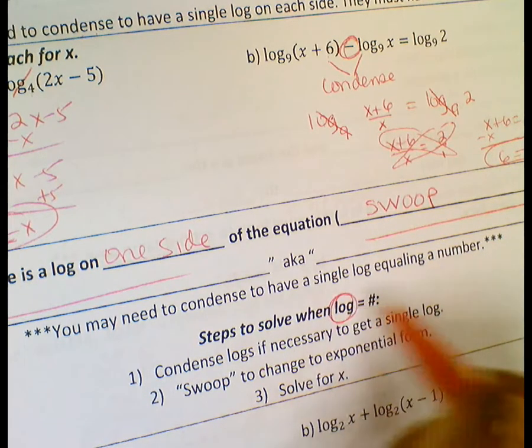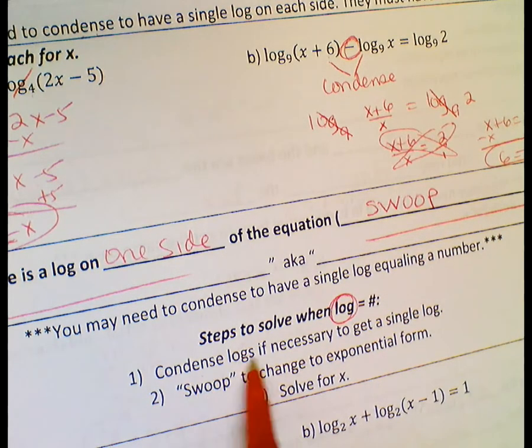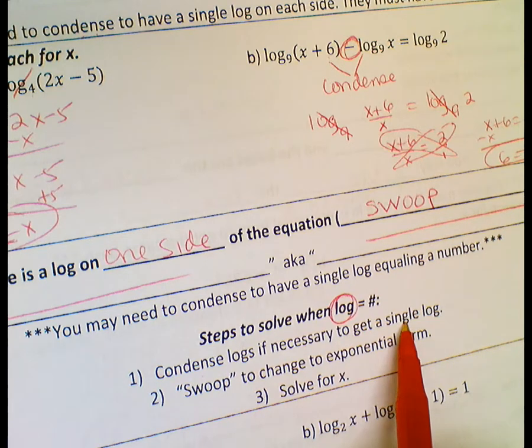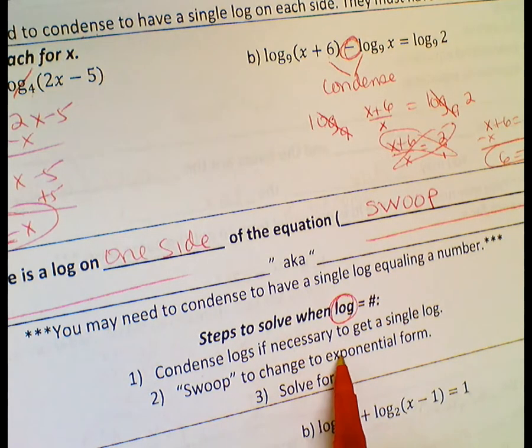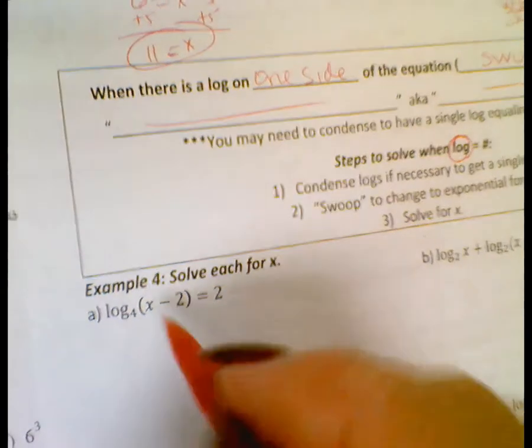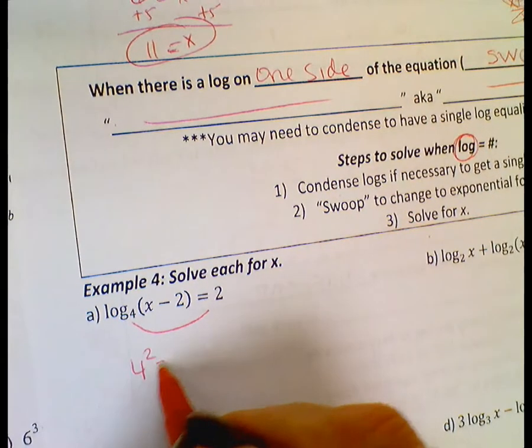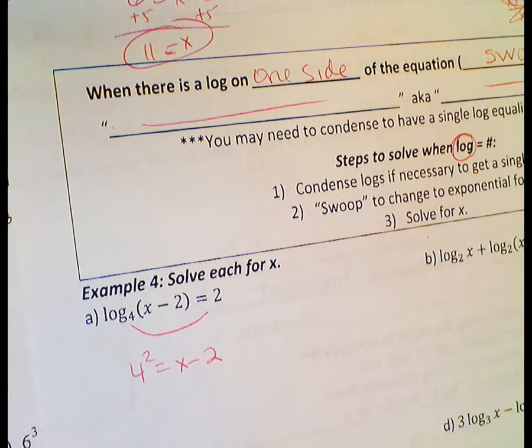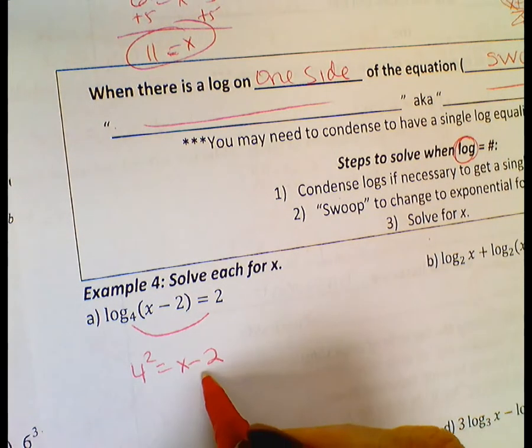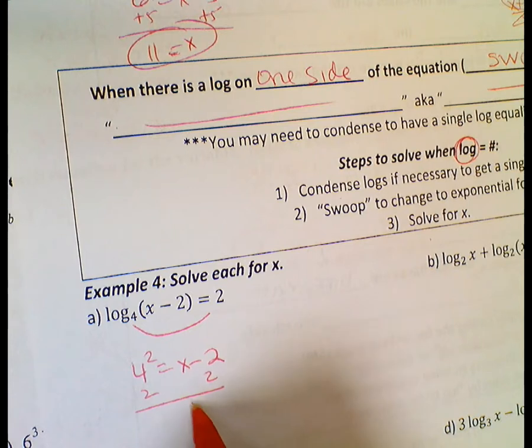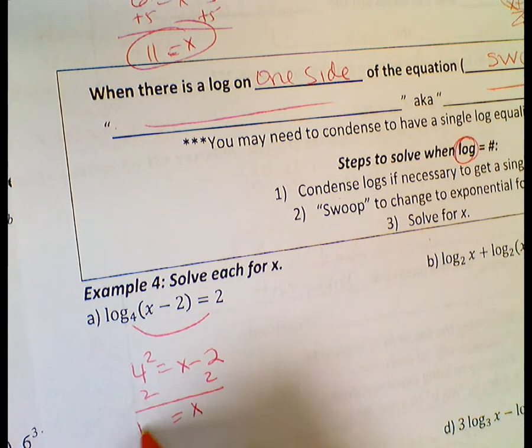If you have a log on one side, condense logs if necessary to get a single log. Swoop to change to exponential form. Solve for x. So this is a single log, so we're going to swoop. 4 squared equals x minus 2. Add 2 to the other side, and 16 plus 2 is 18.